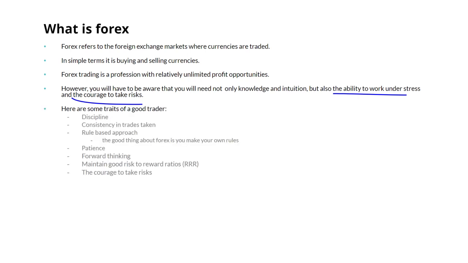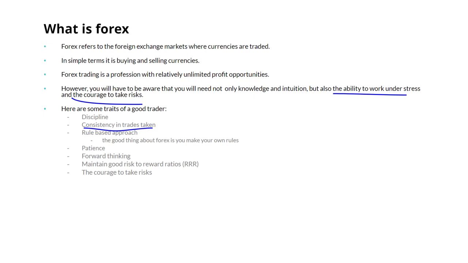Okay, so here are some traits of a good trader. This is what makes up a good trader. For you to be successful in the Forex business, you need discipline. Discipline is the first thing that you need, because without discipline, it's nothing. You also need consistency in the number of trades taken. When you're looking at the number of trades that you take, you need to be consistent in the number of trades you take per day. You need goals, and we're going to talk about that in a moment. But for now, you need to be consistent in the number of trades that you take.